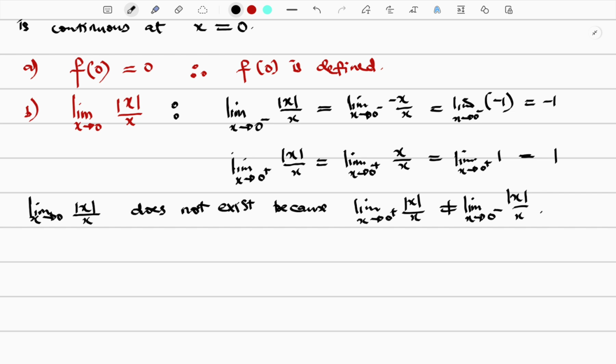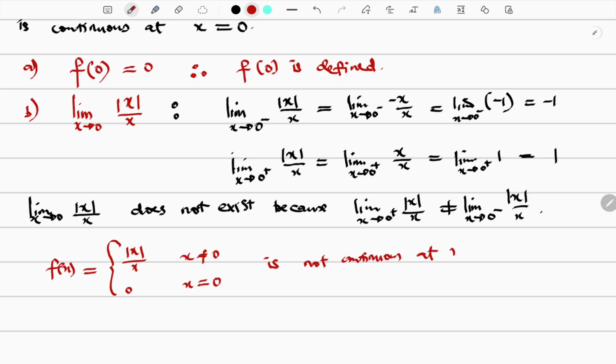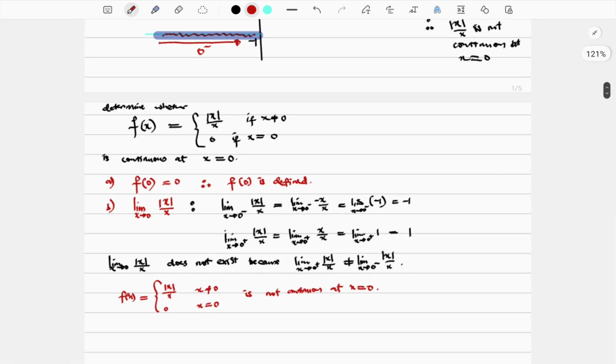So as a result, f of x, which is equal to modulus of x over x for x not equal to 0, and 0 for x equal to 0, is not continuous at x equals 0. That is what it means.